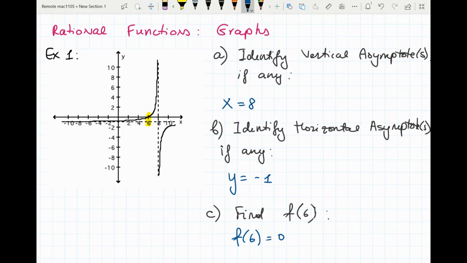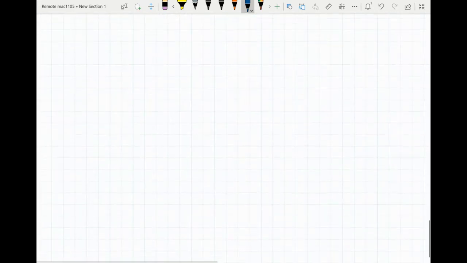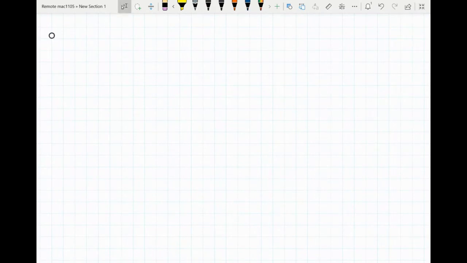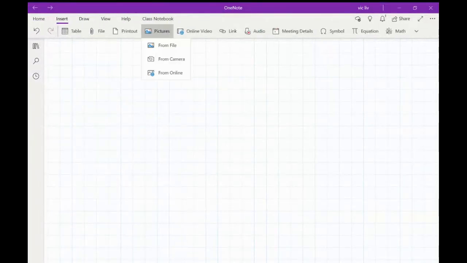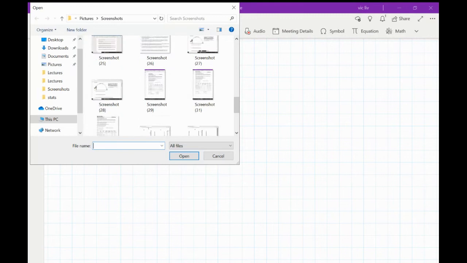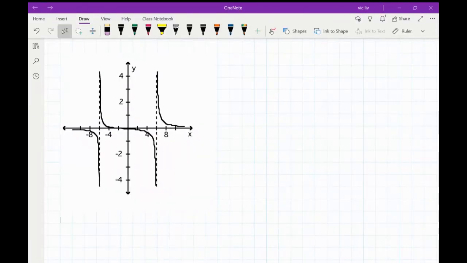All right, let's go ahead and look at another graph. Let me bring another graph over. So let's insert a second graph. There you go. All right, so this is going to be our second example. All right, so let's go ahead and ask the same question.